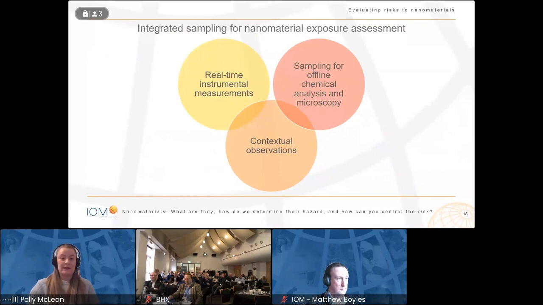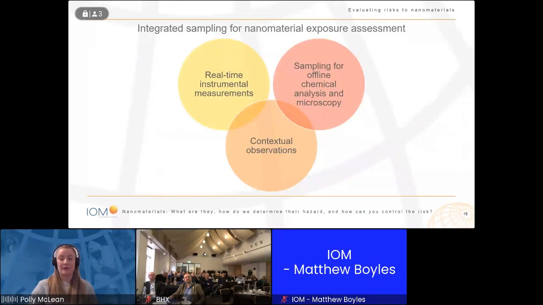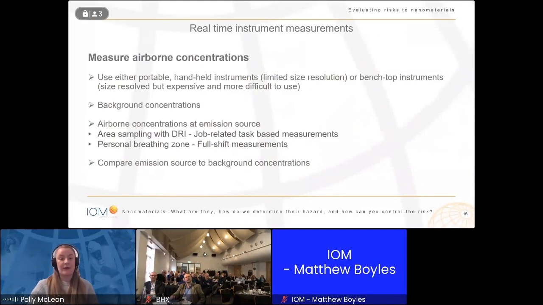So basically, to conduct the integrated sampling strategy, we need to really focus on three different pillars. So we've got the real-time instrument measurements, offline chemical analysis and microscopy, similar to what would be conducted for typical chemicals, and also contextual observations that we would gather on site as well. So to start with then, the real-time instruments, what's their purpose?